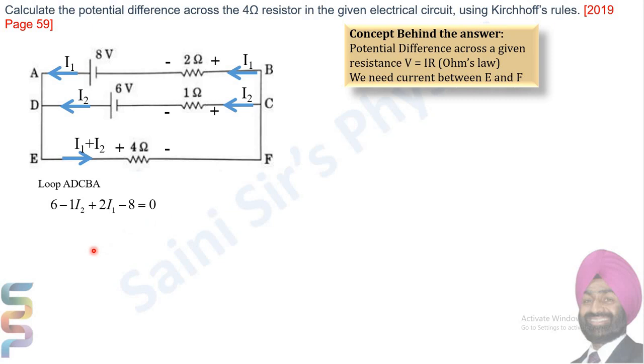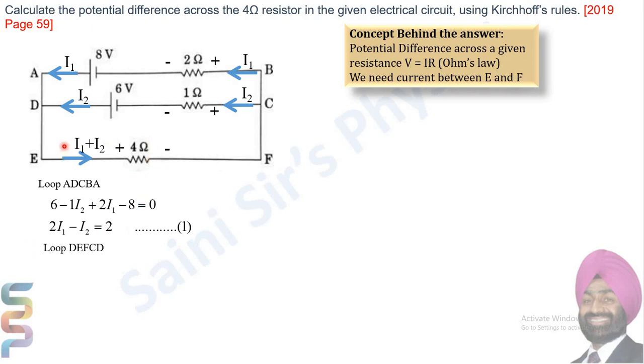So you can write 2I1 minus I2, these two sum up as minus 2, taking it to the right hand side becomes plus 2. That is, 2I1 minus I2 minus 8 plus 6 equal to 0, and taking the constants to the other side, you get the equation simplified.